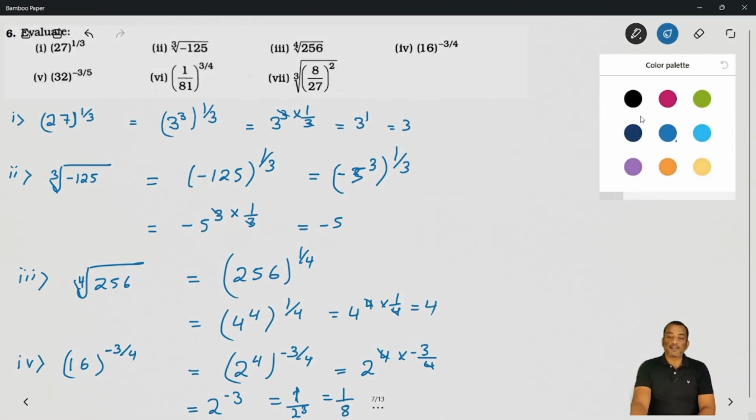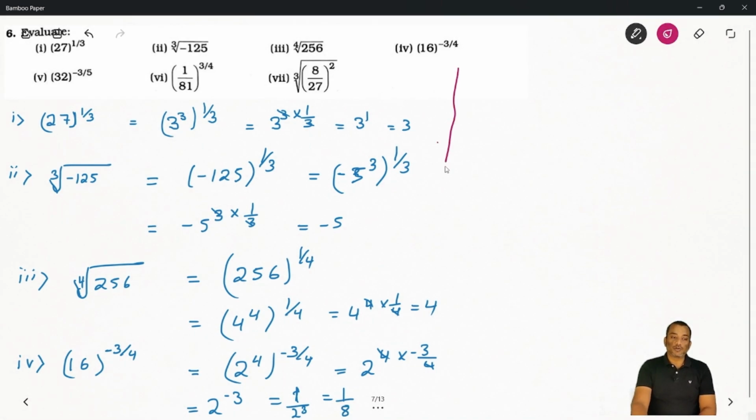Now let's solve the next part. The fifth one is saying 32 whole to the power minus 3 by 5.